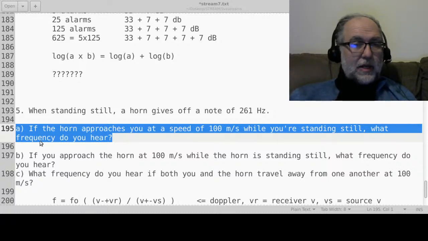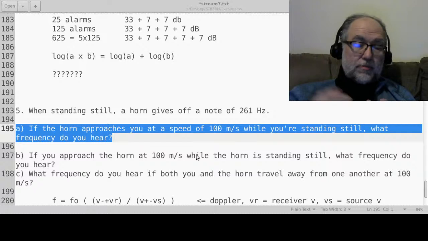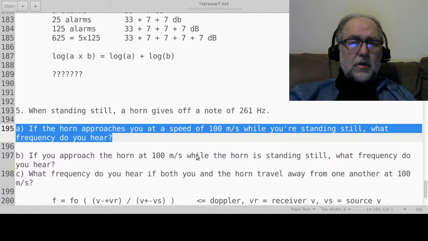So let me read it again. If the horn approaches you at a speed of 100 meters per second while you're standing still, what frequency do you hear? So you're standing still, and this horn is approaching you. All right, so let's determine what all the velocities are.